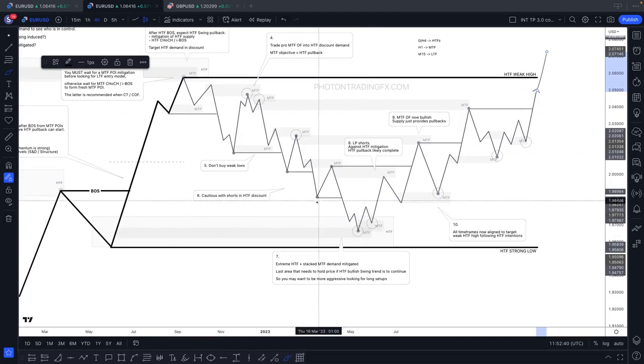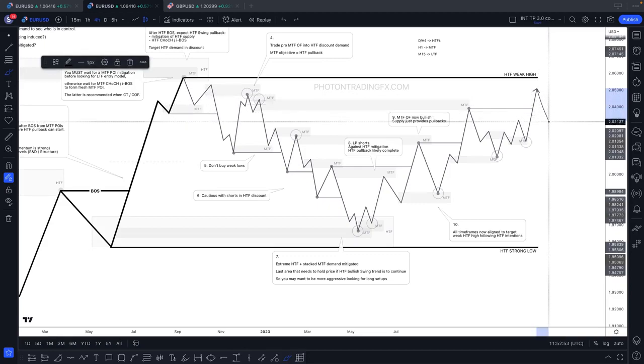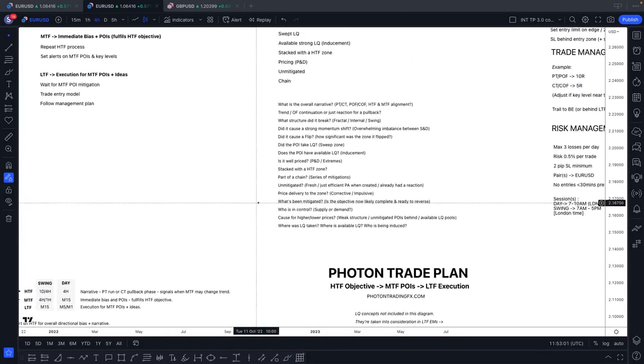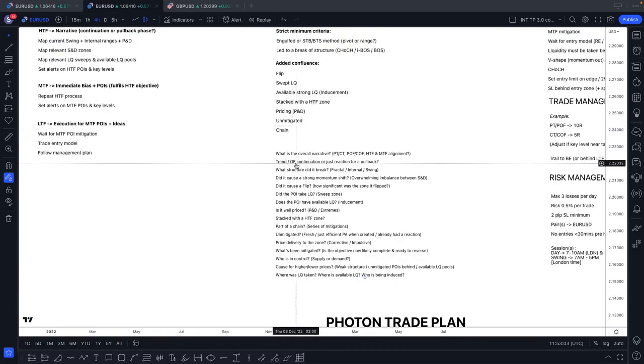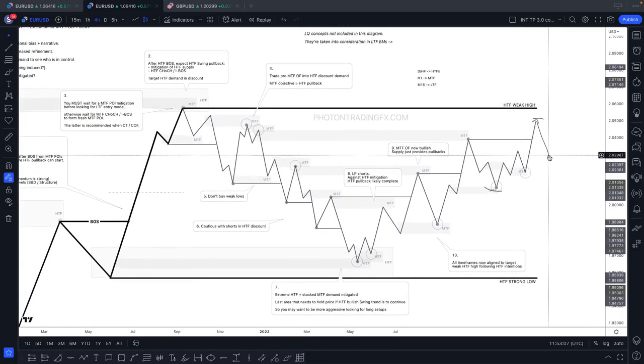Like Matt said in previous videos, after internal structure is in line with the swing structure, it's not the goal of this video, but you know the high is weak, so I can expect this high to go, and then price can pull back. This is the H1 leg. I mark the POIs based on all the confluence, and I mark the H1 POIs that I'm interested in.